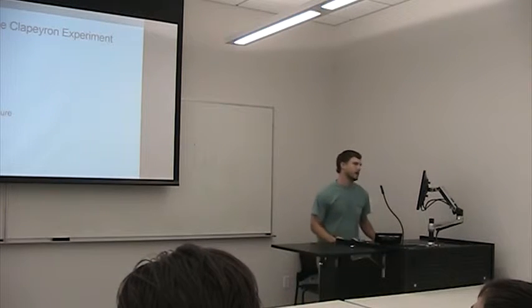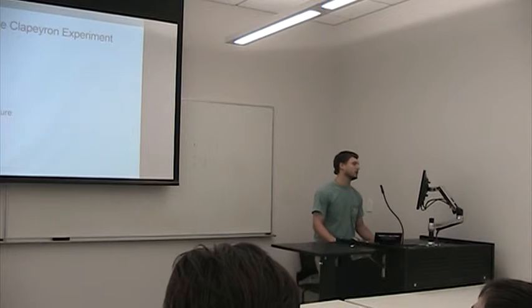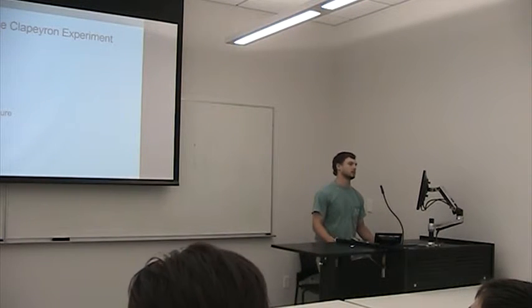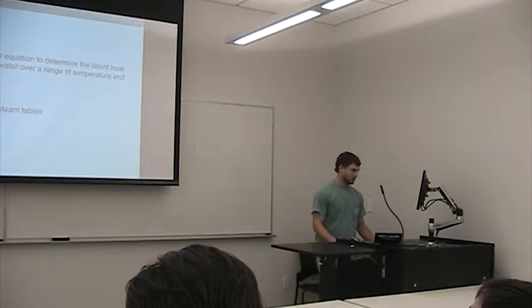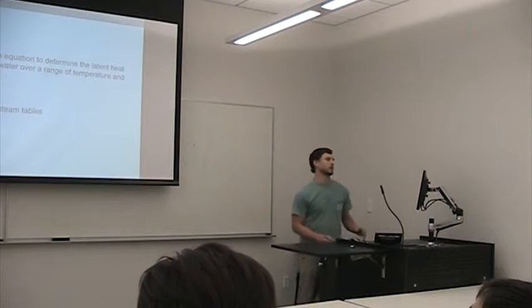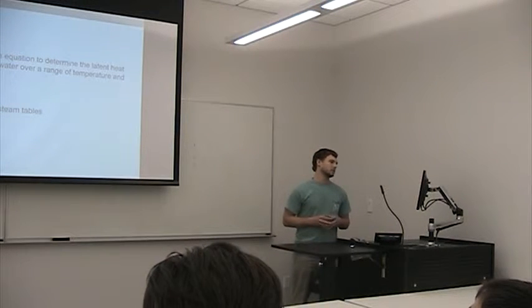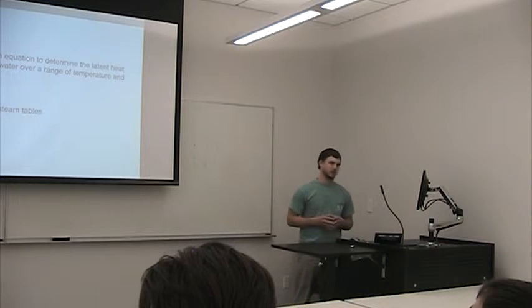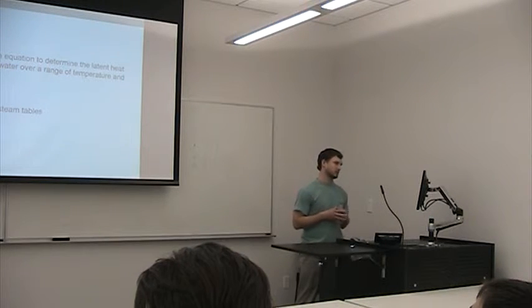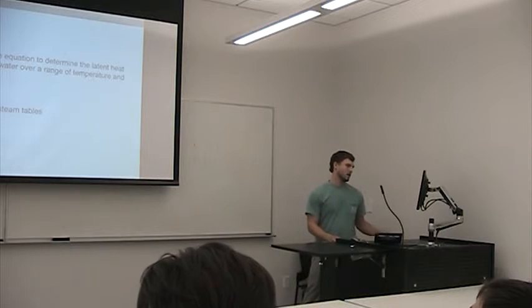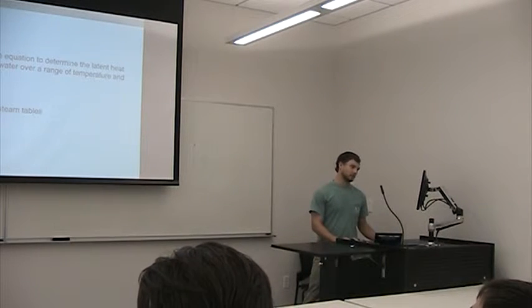So now to get to the actual experiment that we'll be doing next week, I'll be rolling through the objective, then the apparatus, the procedure, the shutdown procedure, and the expected results. The objective of this experiment is to use this equation to determine the latent heat of vaporization of water over a range of temperatures and pressures. Like we heard earlier, the range of pressures will be from 0 to atmospheric pressure. Then we need to verify our results with the steam tables.